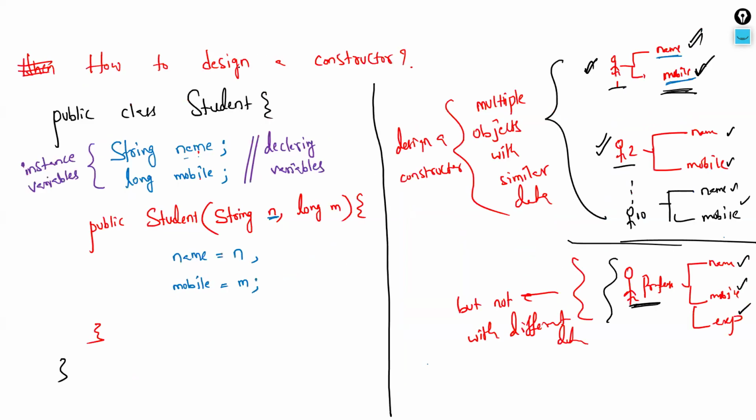Then finally, we ended the session with when to go for designing a constructor. When we have, say, student 1, student 2, and some 10 students, where every student's data is name and mobile number. In such a scenario, for multiple objects, the data to be initialized is the same. Then only we go for designing a constructor. Otherwise, for every simple requirement, we can't go for a constructor; it's unnecessary. So when to go for a constructor? When there are multiple objects with similar data. For the same example, I'll continue.